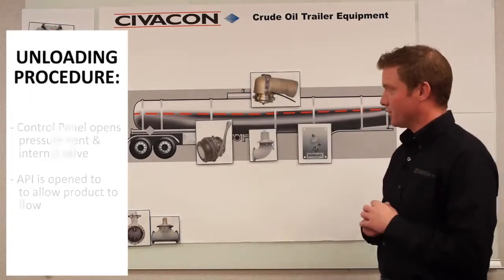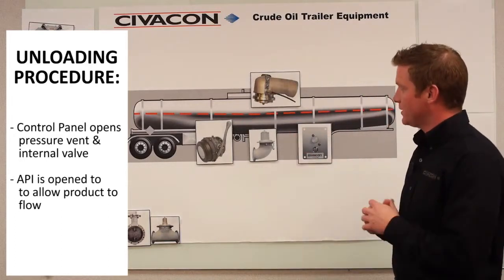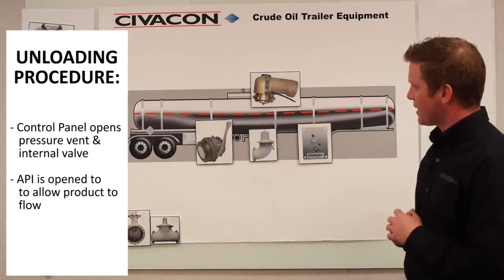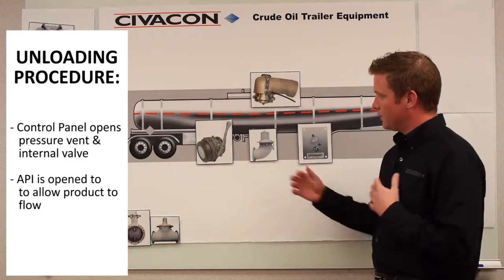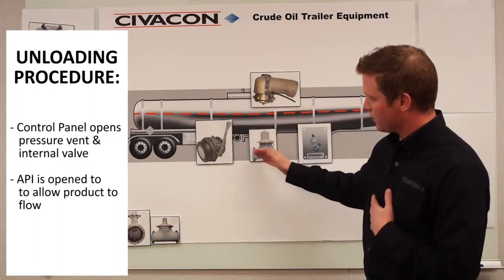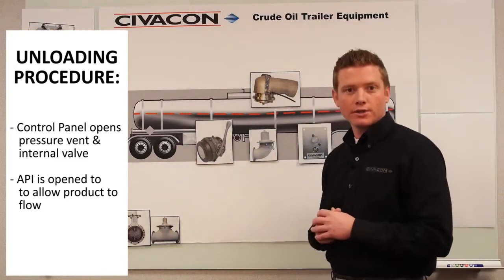So unloading a crude oil trailer. Again, you want to make sure that your vapor vent is open and your internal valves are open. That's going to be done with a control panel. So once you open your vent and your internal valve, the crude is going to be fed through the internal valve, through the API, and it's going to be pumped off to whatever unload site that they're going to.